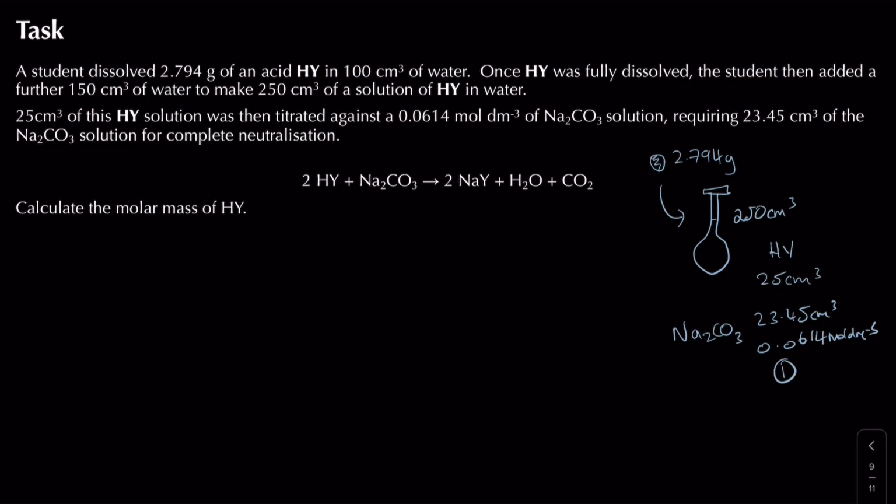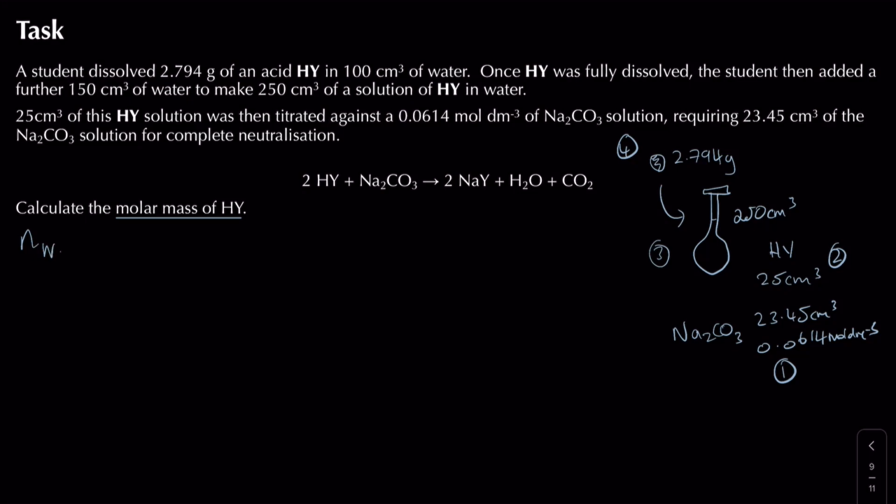Now we need to work backwards, so we need to find the moles over here. That's the second part, then the moles in 250, and with that we can find the molar mass of HY, which is what the question is asking for. That's going to be part 4. Of course, we have a neutralization reaction, a titration again, a back titration, but this time we're trying to find the molar mass, the Mr of HY.